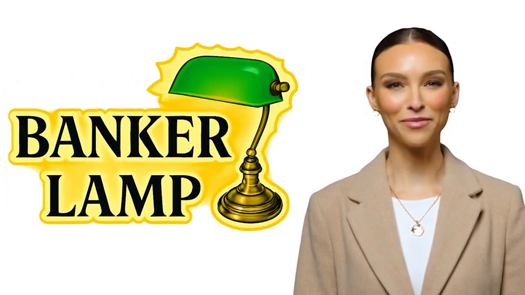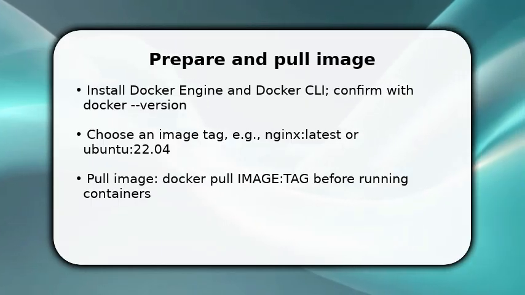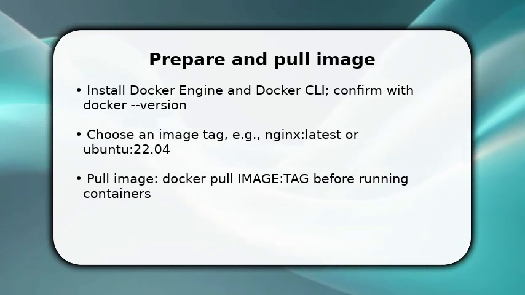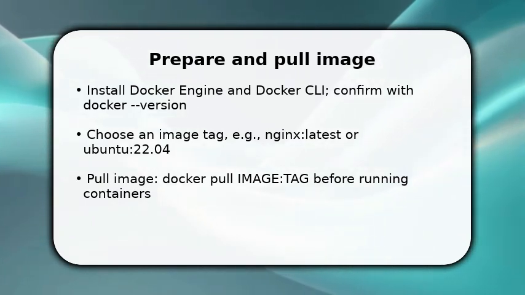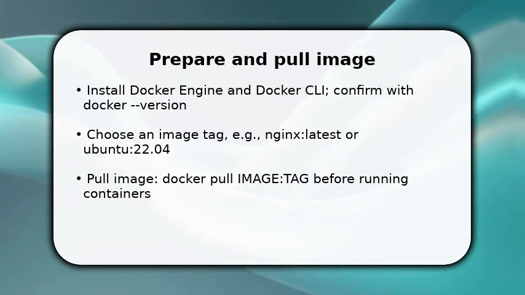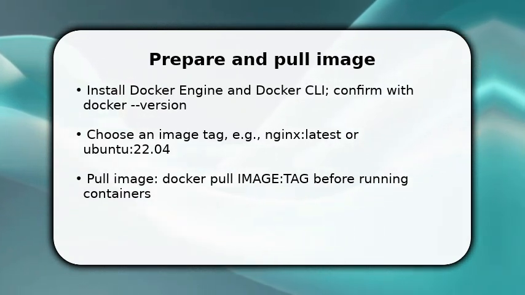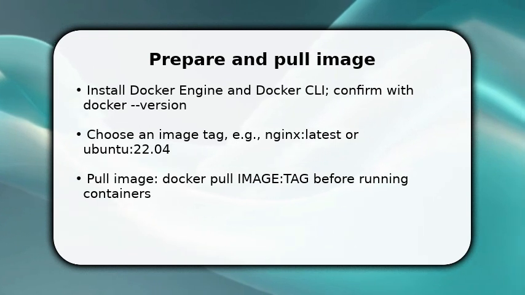Please enjoy the video. You'll start by confirming Docker is installed and you have permission to run it. Once done, pick the exact image and tag you need. This avoids unexpected changes. Now pull the image to local cache so startup is fast.